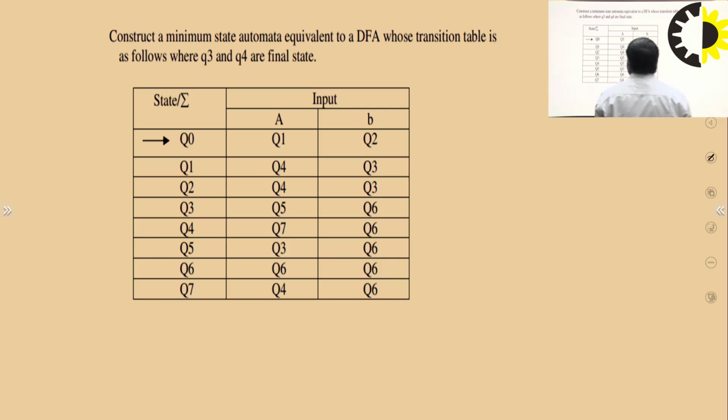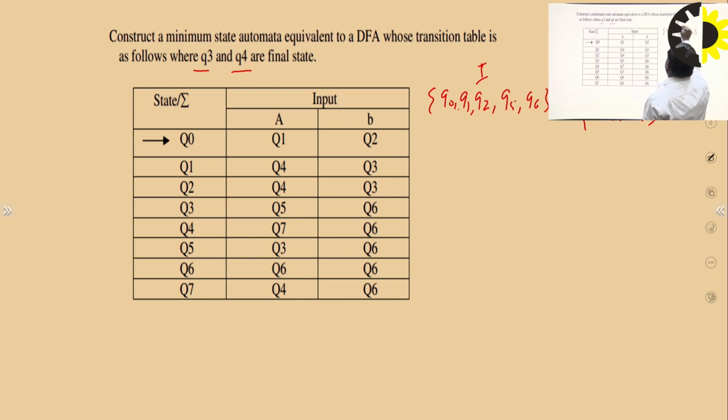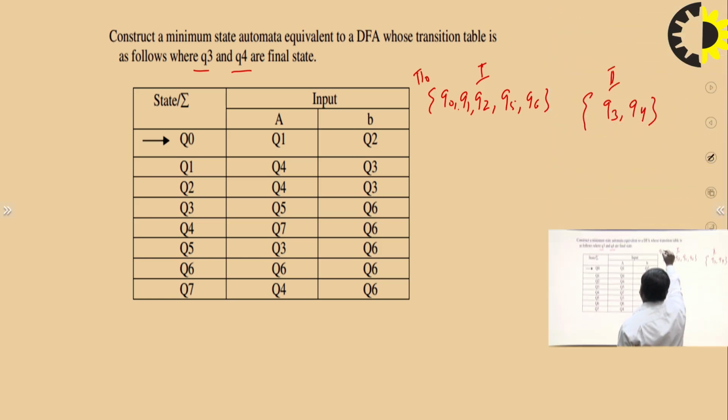Now here Q3 and Q4 are the final states. So now Q3 and Q4 are in one set. Another set, that is Q0, Q1, Q2, Q5 and Q6. That is set 1, and now this is set 2, that is I0.